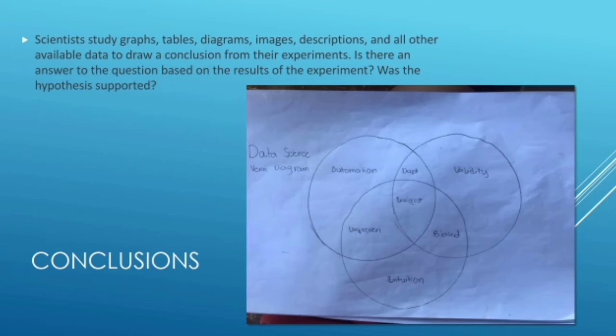So this is the data science Venn diagram. The first is automation, followed by validity and intuition. Under automation and validity, they have the same draft, insight, and bias. While automation and intuition share the same. In general, they are the same with insight. Validity and intuition both have bias.